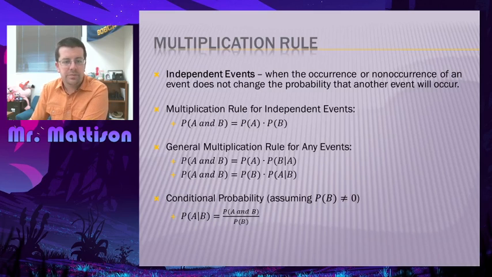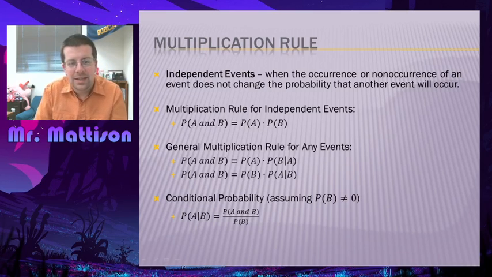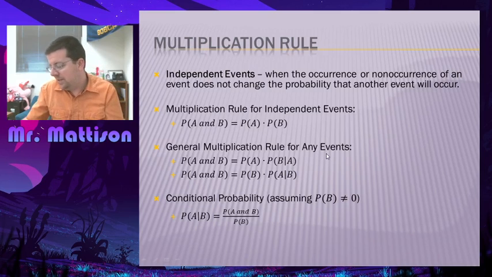So the more general rule, if they're not independent, is this: we say the probability of A happening times the probability of B happening given that A has already happened. That's what this notation means. This is the probability of B occurring assuming that A has already occurred.